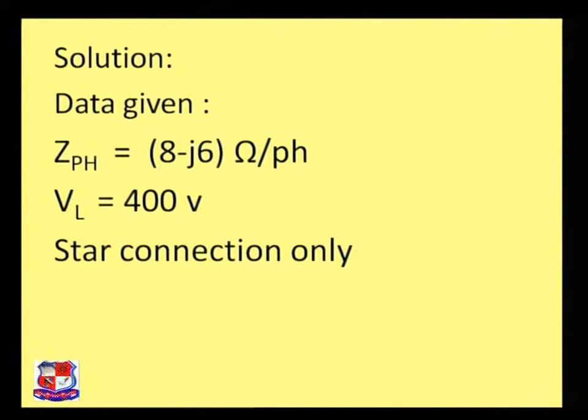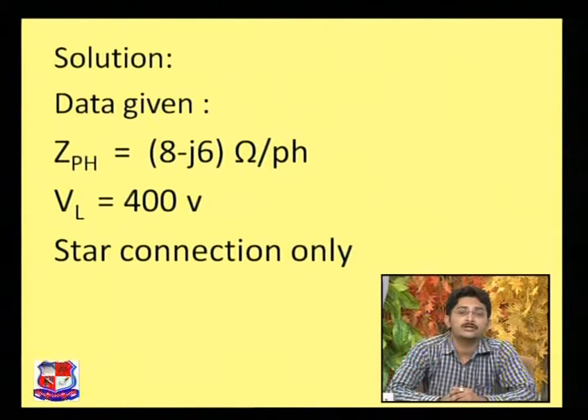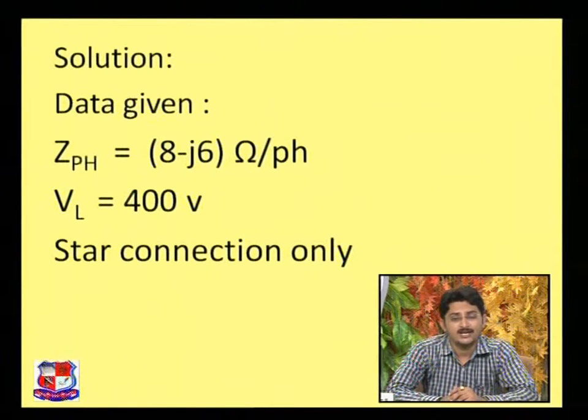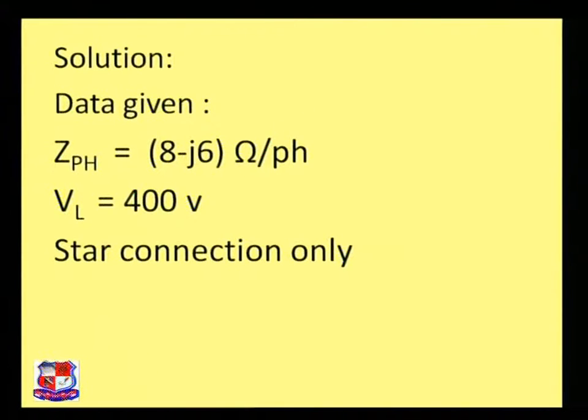First of all, finding the data given to you: ZPH equals 8 minus j6 ohm per phase, VL equals 400 volt. Friends, again I am telling you that whatever your supply voltage, that by default becomes your line voltage, that is VL. Now we just proved that in the star connection only. For the delta connection you can go through the previous example and try to prove it yourself. Here your R becomes 8 and your XL becomes minus 6.